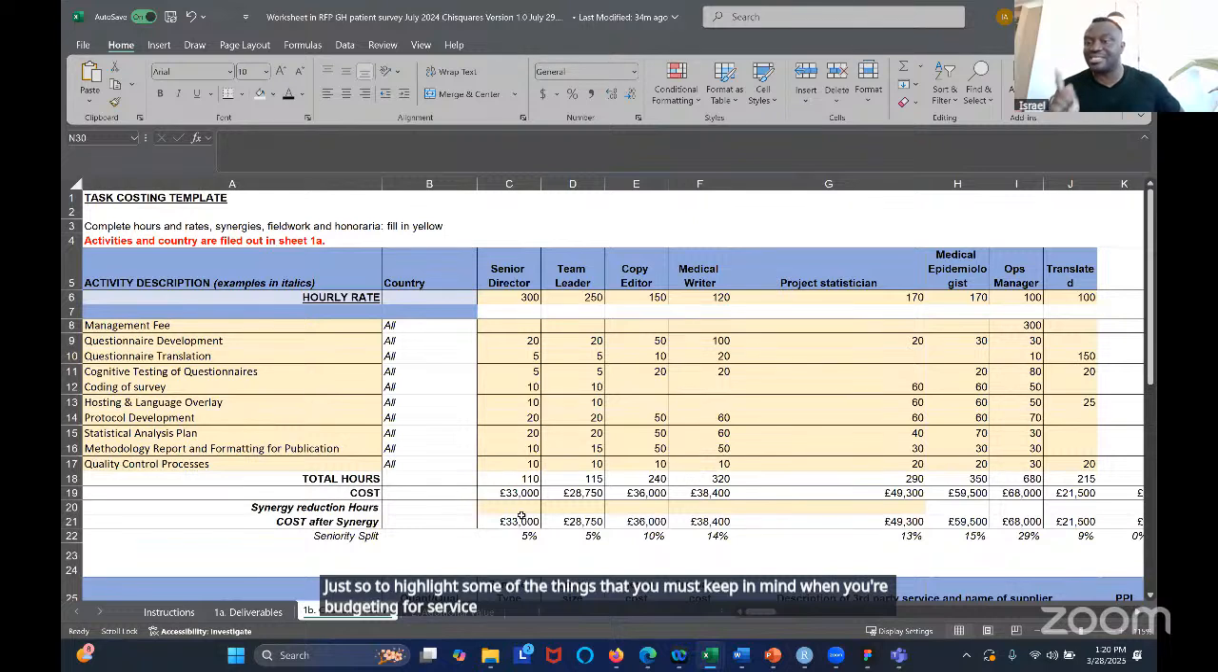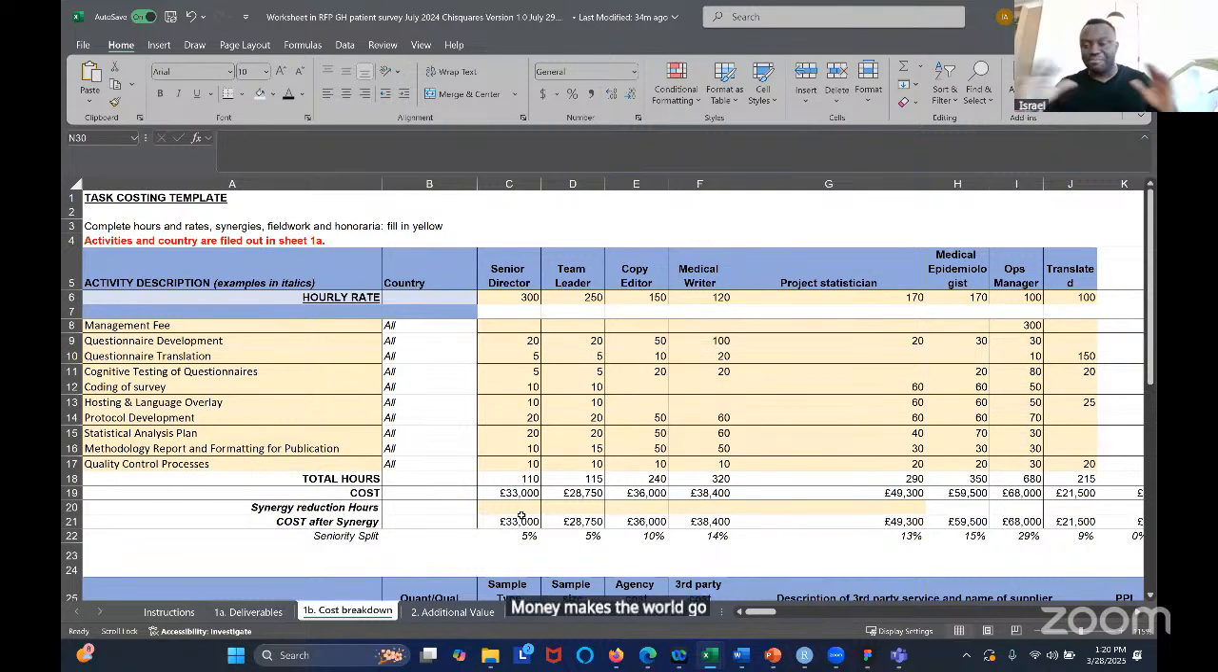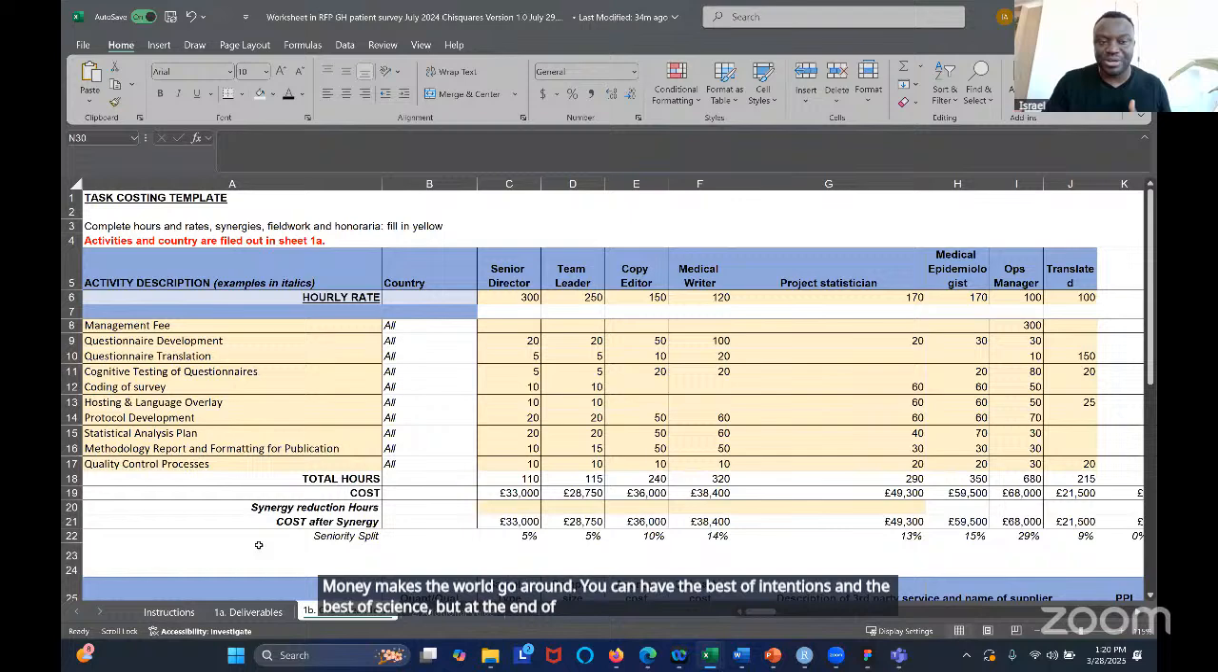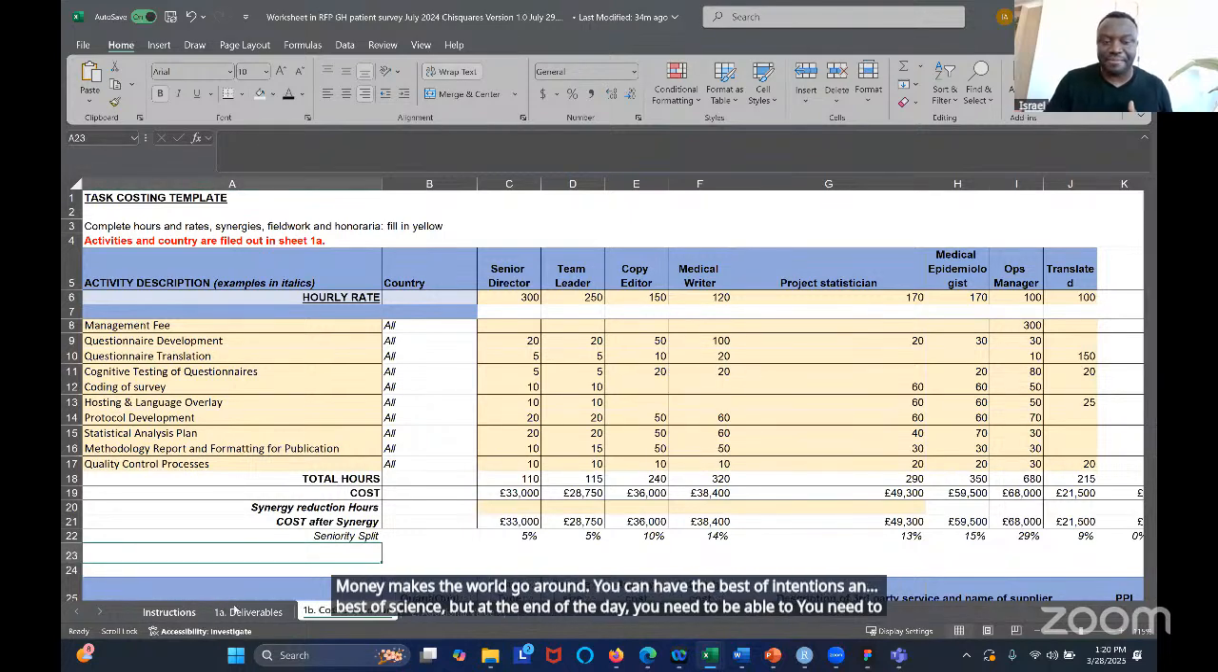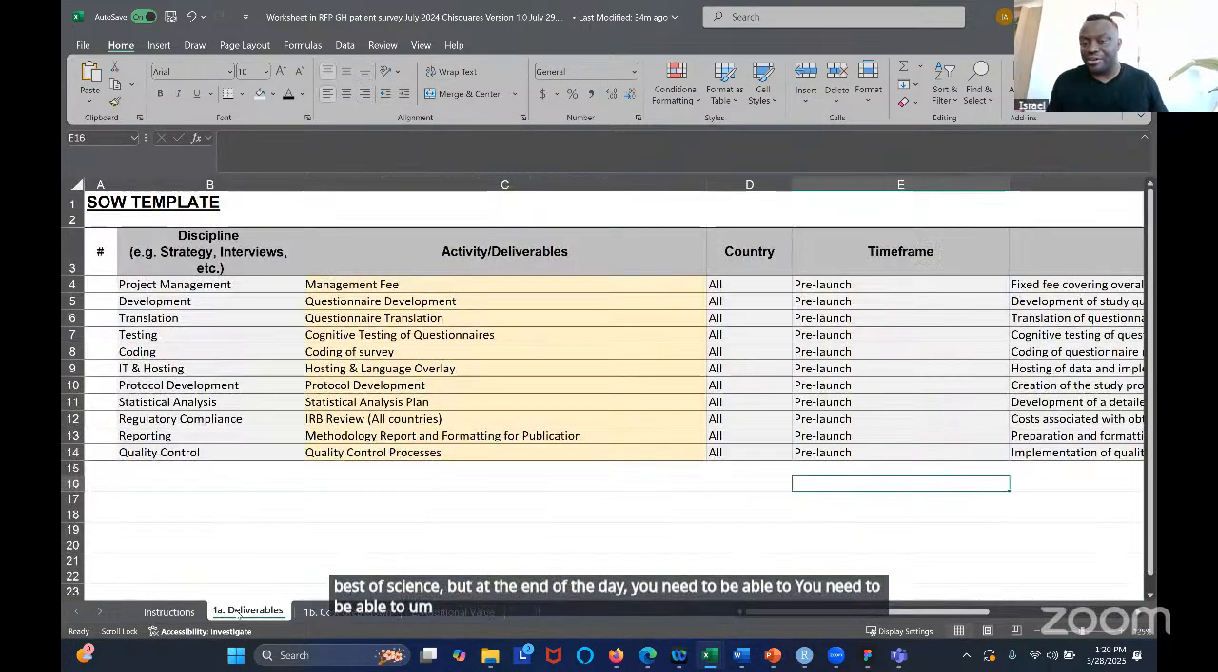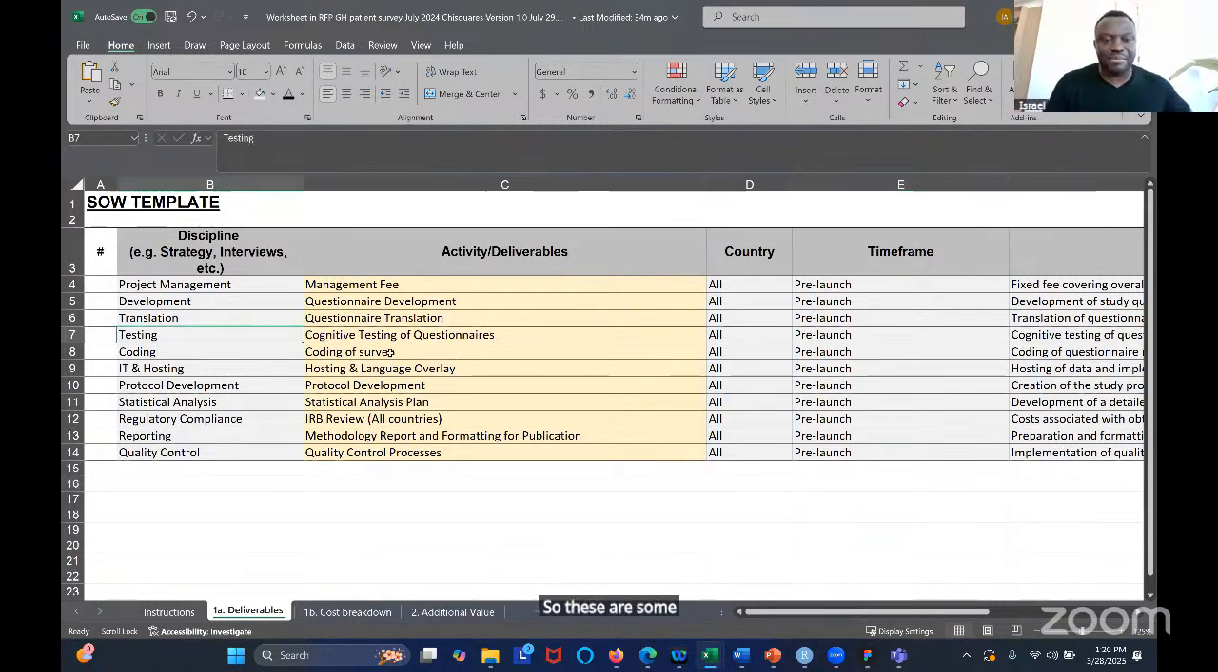Because cost is something that, as scientists, we're not brought up to think about issues of costs. We think about the issues of science, but money makes the world go round. You can have the best of intentions and the best of science, but at the end of the day, you need to be able to deliver based on budgetary issues. So these are some of the things that you need to worry about in terms of design.